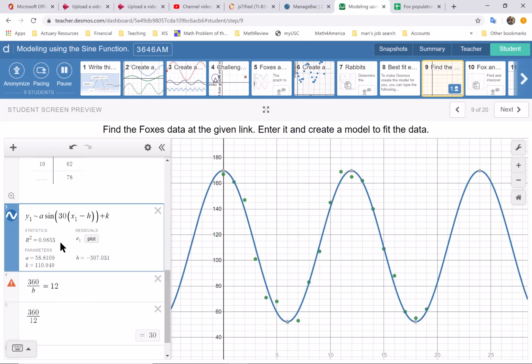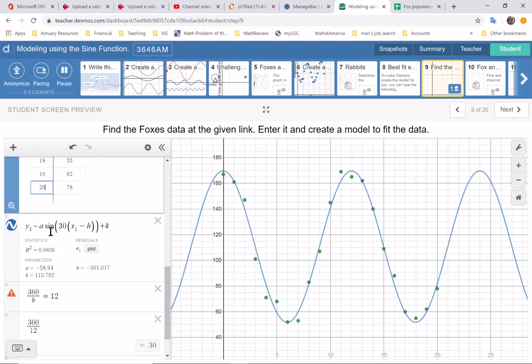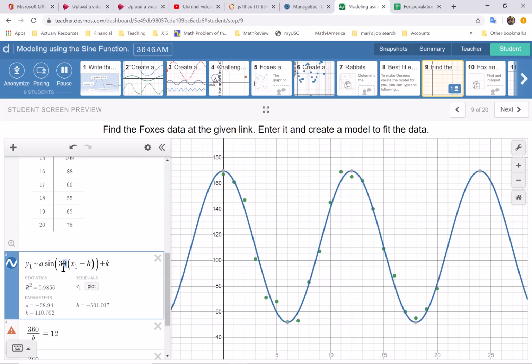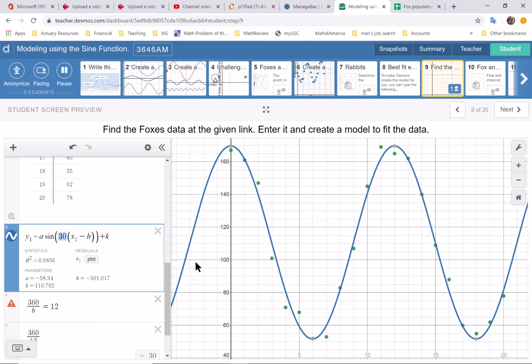So in this case, the regression model didn't quite work for us, right? This is a case where technology is not going to be perfect. You need to do a little bit of thinking to figure out what this number here should actually be. And again, it's 360 over 12 because there are 12 months in a year.